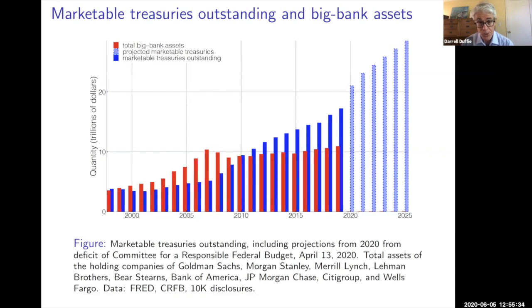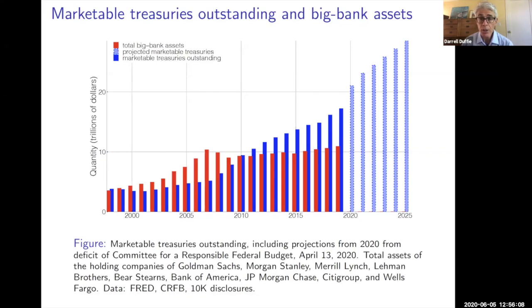So now step back and think about the blue bars versus the red bars. The trading of the treasuries represented by the blue bars is going through the balance sheets of the firms whose assets are represented by the red bars. And you can see there's a mismatch here in the growth of the ability of the dealers to handle this enormous flow of treasury securities. And going forward, we shouldn't expect the same size balance sheets to effectively intermediate such large flows.